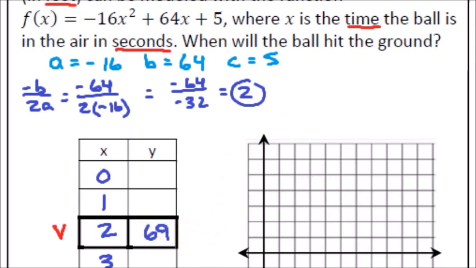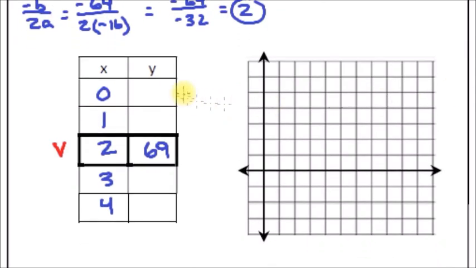There's our vertex. And then if you were to, again, practice this class, plug in 0, 1, 3, and 4. When you do that, you're going to get 5 when you plug in 0, 53 for 1, 53 for 3, and 5 for 4. Let's go ahead and plot those. Okay, we got a problem because we can't fit those on our graph. Let's go ahead and do some labeling of our graph.